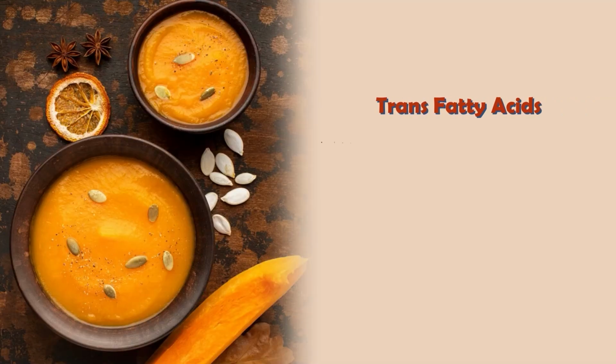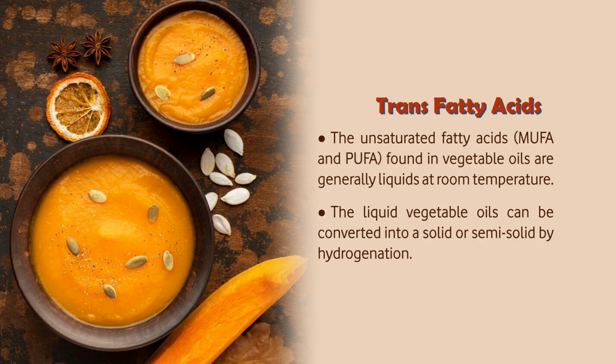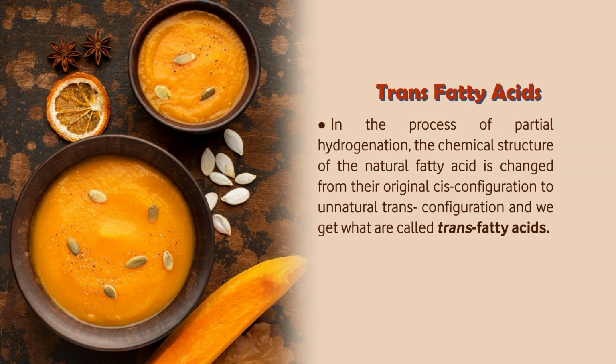Now what are trans fatty acids? The unsaturated fatty acids like MUFA and PUFA found in vegetable oils are generally liquid at room temperature. The liquid vegetable oils can be converted into solid or semi-solid by the hydrogenation process. In this process of partial hydrogenation, the chemical structure of natural fatty acids is changed from the original cis configuration to an unnatural trans configuration, and we get what is called trans fatty acids.